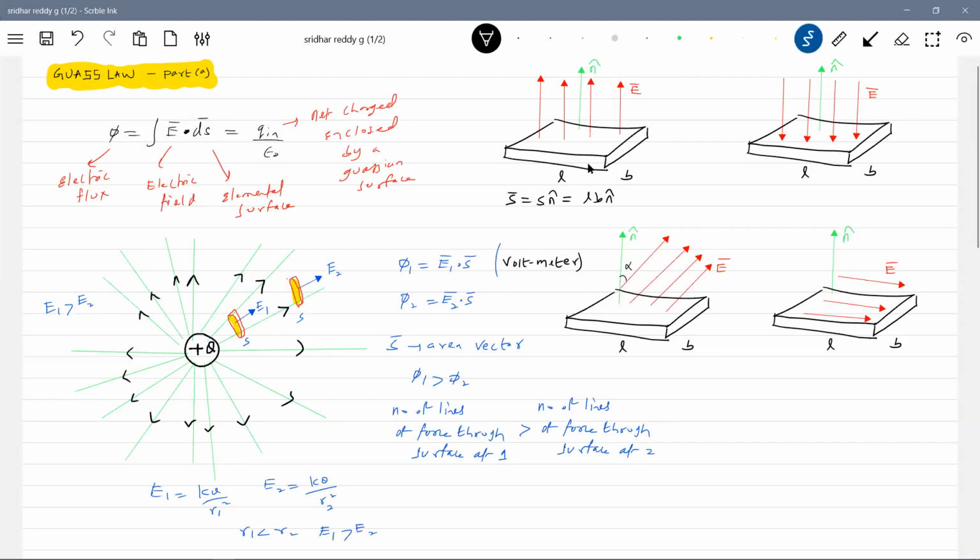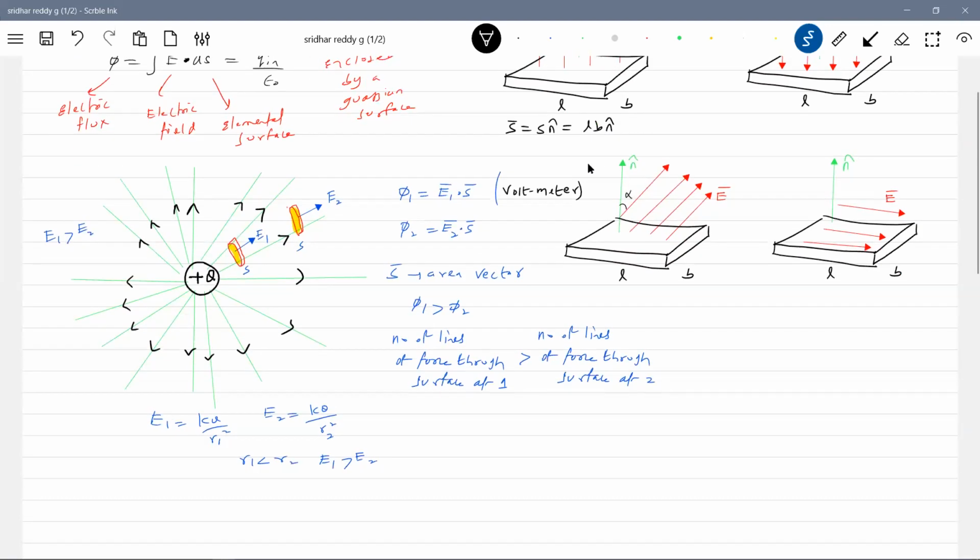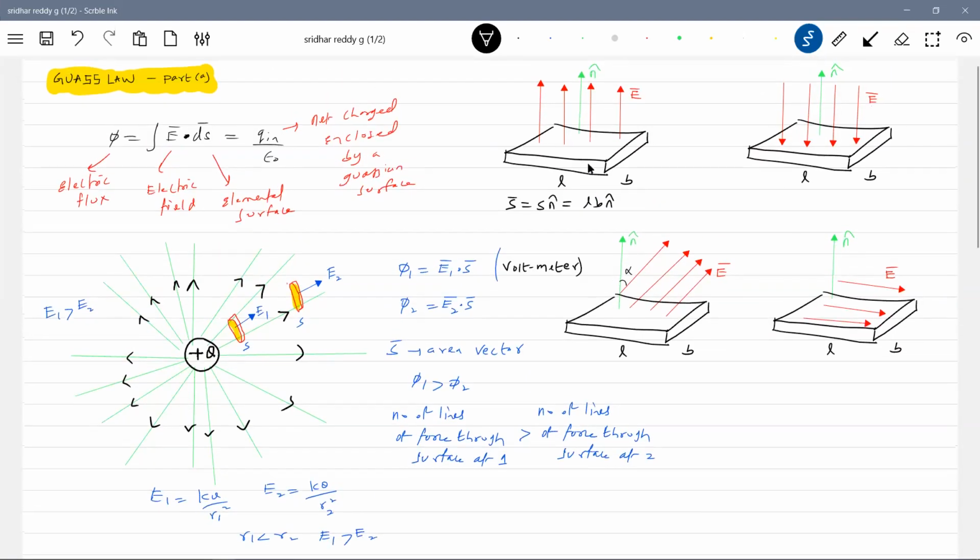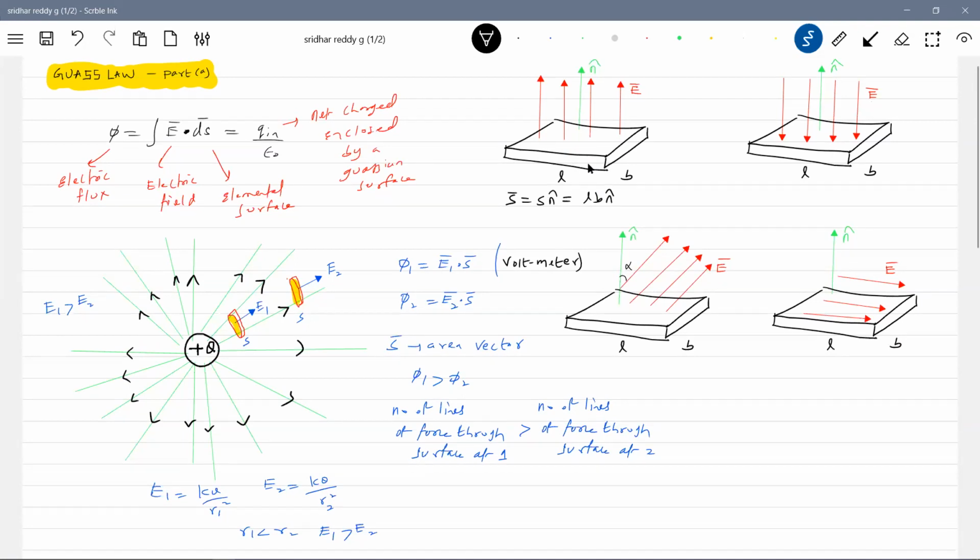So let me take the dot product. The flux is equal to E bar dot S bar. So what is it? ES cos 0 degrees, the angle between them, which is E into LB. So I say the flux is positive. What does it mean? The electric field vector is in the direction of n cap. That's the meaning of that.